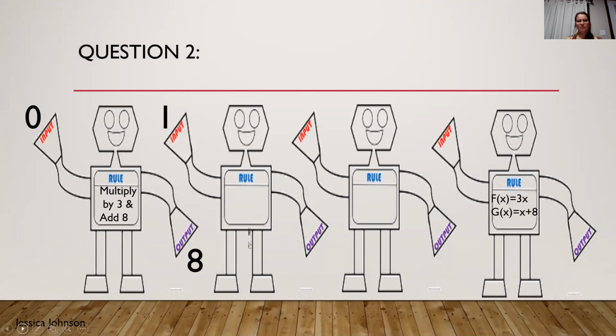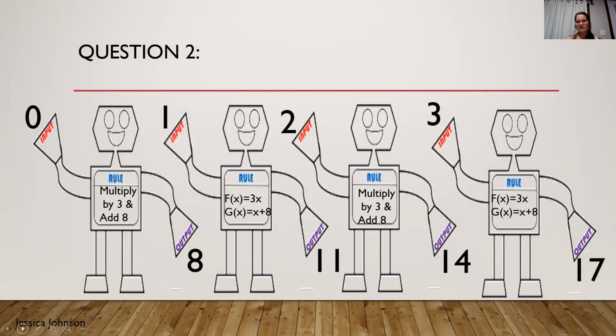We input 1, follow the rule, we got an output of 11. Input 2, follow the rule, output of 14. Input 3, we get an output of 17. Now I want you to stop and just notice for a second that 8, 11, 14, and 17 all increase by 3. There's going to be more to this story in just a few minutes.